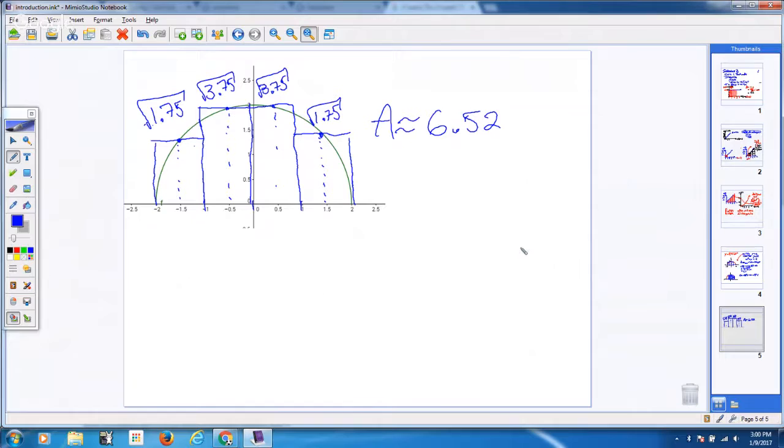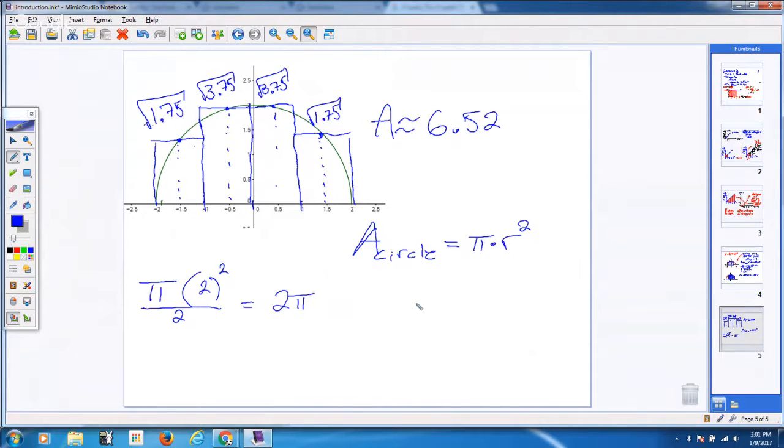Now we know the actual area because this is a circle. Right? So remember the area for a circle is equal to pi times the radius squared. Now I want a semicircle, so I want pi times the radius squared, but I want to cut that in half. Radius is 2 here, 2 squared is 4, 4 divided by 2 is 2. So I get an area of exactly 2 pi, which is approximately 6.28.